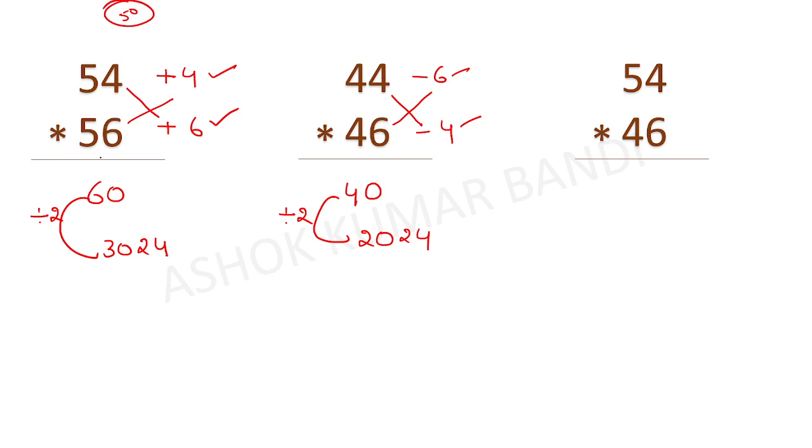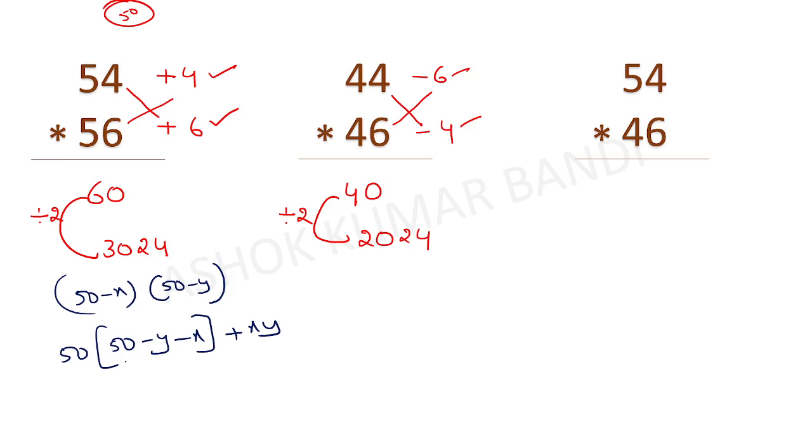If you observe this entire process, it is similar to the previous one, but we are going to write this as 50 minus x and this one as 50 minus y. In the final answer, if you take 50 common, you get 50 minus y minus x plus xy. This is obviously one of our numbers, that is 54 or 56. Then you have to subtract the extra part, in our case 6 or 4. So for this example, 50 minus 6 and 50 minus 4, you are going to get 40 here.